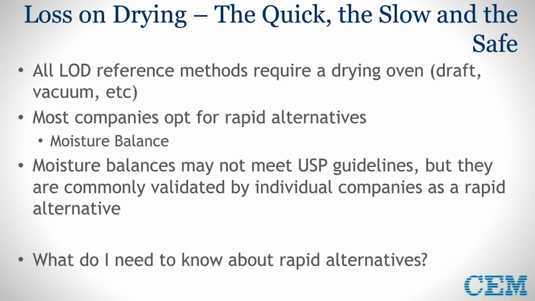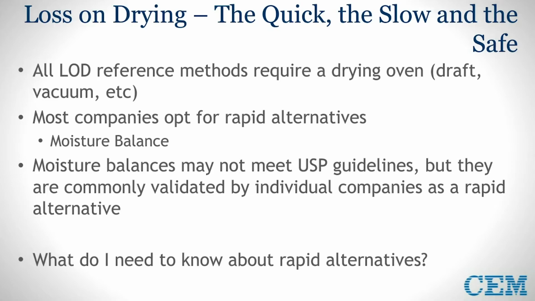But if you've been out in the workplace for very long, what you'll realize is that most companies opt for rapid alternatives in the form of a moisture balance. Moisture balances don't always meet USP guidelines, but they're very commonly validated by individual companies as a rapid alternative. So whether you're thinking about getting into using a rapid alternative, or if you're already using a moisture balance and want to evaluate whether or not you've got the right fit, here are a few things that you should consider when looking at rapid alternatives.